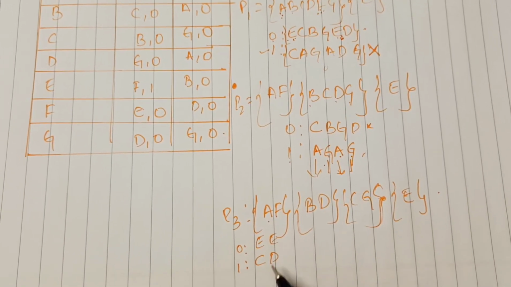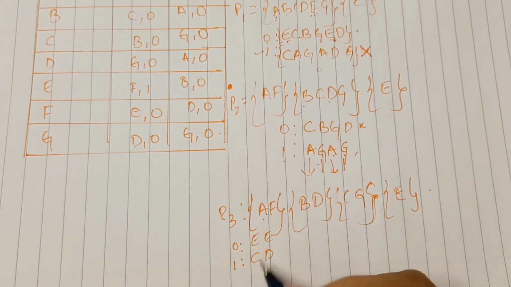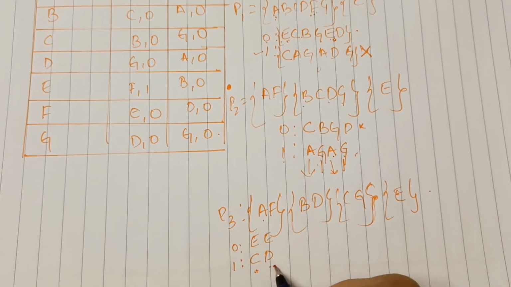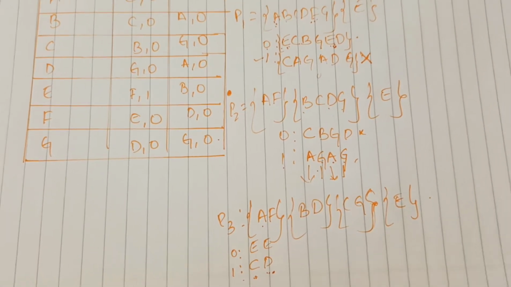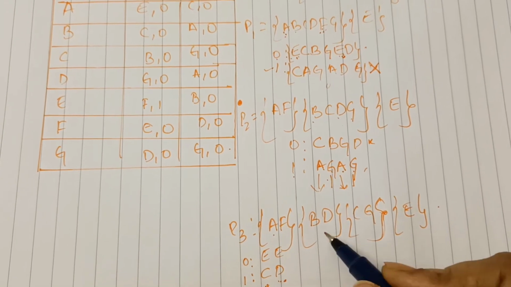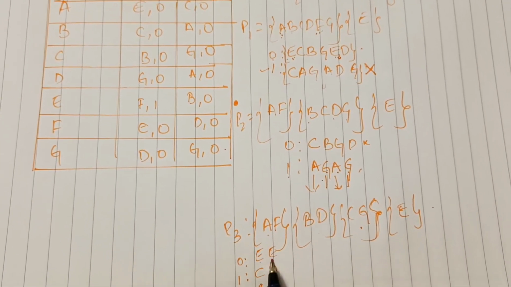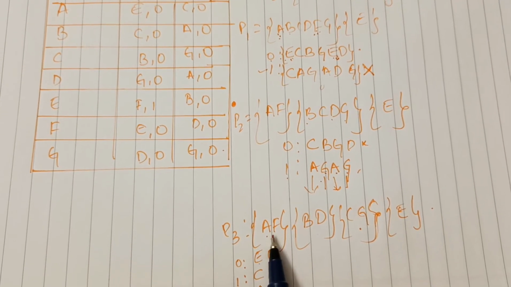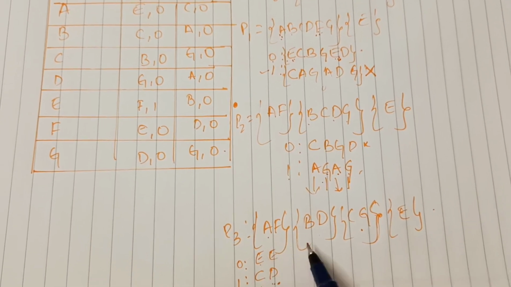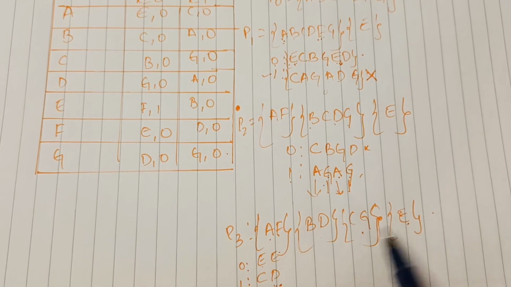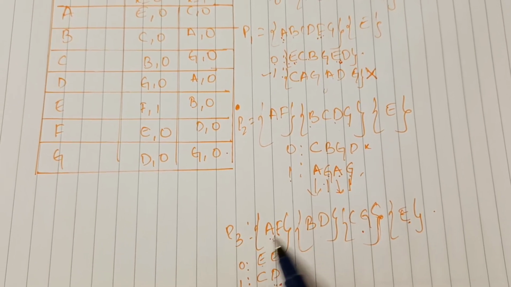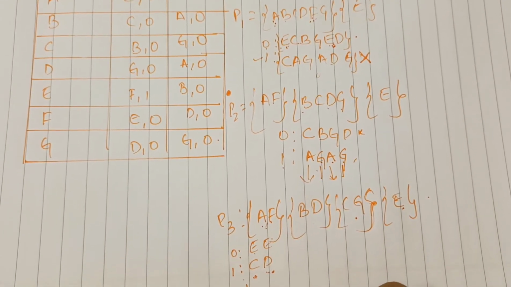CD. C is here, D is here. That means these two are different. If they are in 2 different blocks, that is fine. EE means here EE is not in this one. That means it is separately somewhere. It is not in this one. That means we will partition this: A, F.